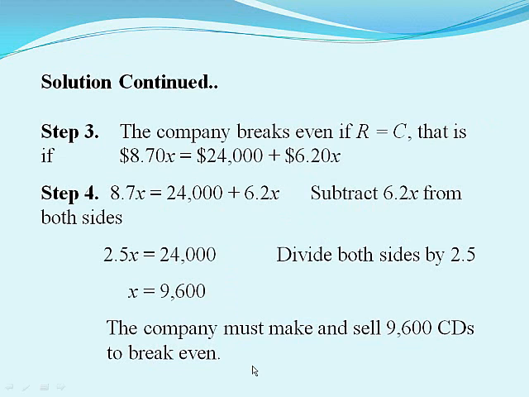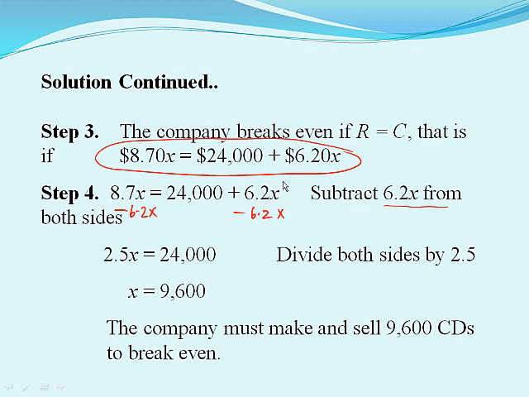In step 3, the condition is that the revenue is equal to cost. So revenue equal to cost means that 8.70x equals 24,000 plus 6.20x. This is the equation which we need to solve. To solve that, we subtract 6.2x from both sides, getting 2.5x. To isolate the variable, we do that step. So we will get 2.5x equals 24,000.